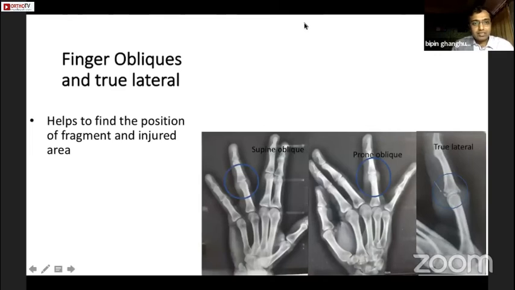Oblique views of fingers are also important to find the position of the fragment and the injured area. In this case, you can see there is a subtle fracture in a true lateral view. Prone oblique and supine oblique views are done to note where the fracture is. You can see that there is a fracture on the radial side. Again, there is a fracture on the radial side here.